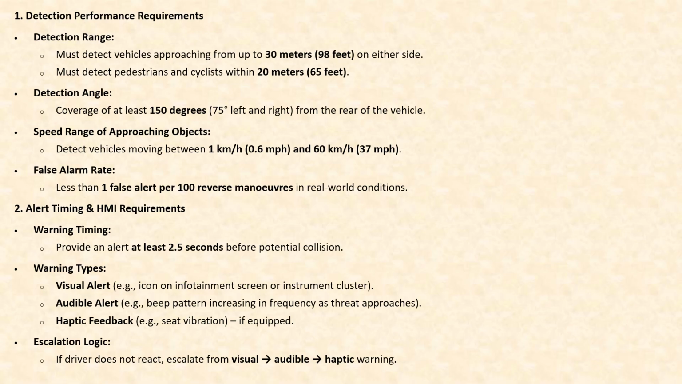Now I hope you understand why there is a difference between pedestrians and vehicles, because an accident or collision with vehicles can be more catastrophic or more damaging, either financially or economically or even physically. That's the reason it must be able to detect a vehicle well ahead of a pedestrian or cyclist. Next is detection angle. Coverage of at least 150 degrees, 75 to the left and right from the rear of the vehicle.